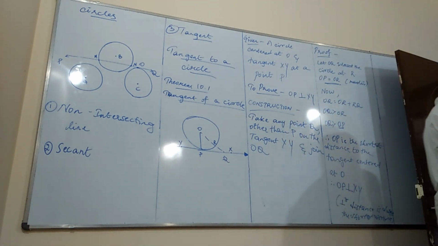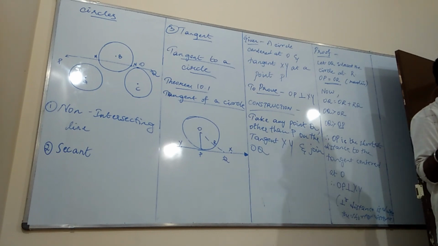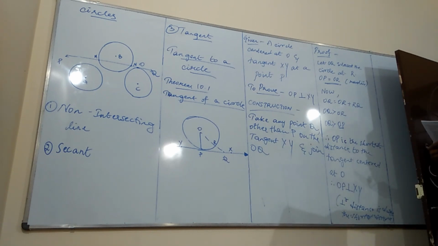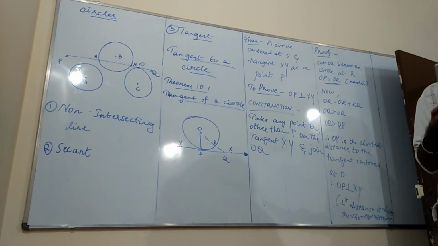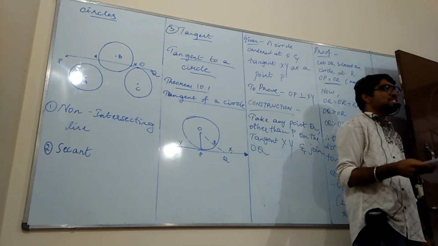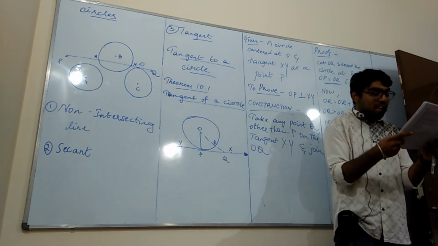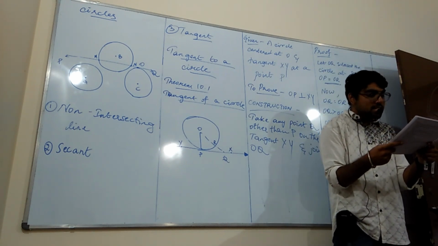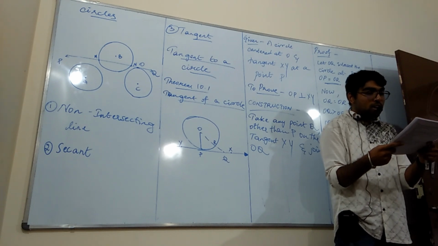Second note point. The line containing the radius through the point of contact.